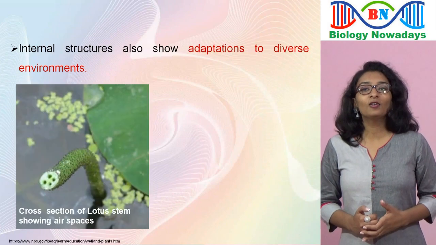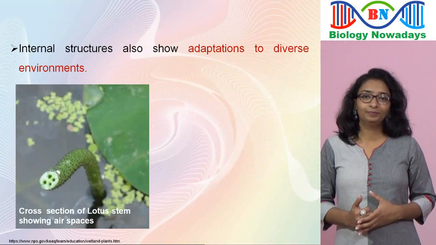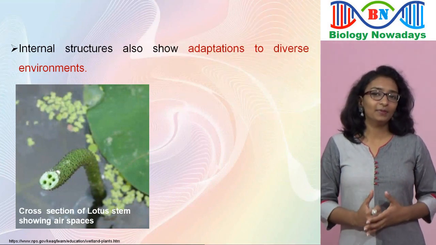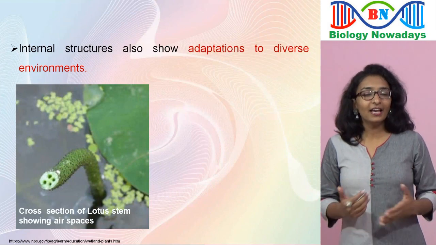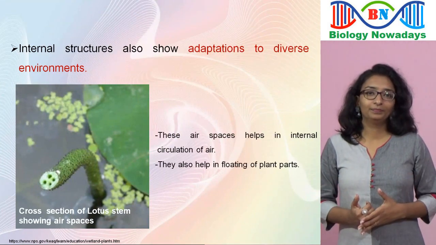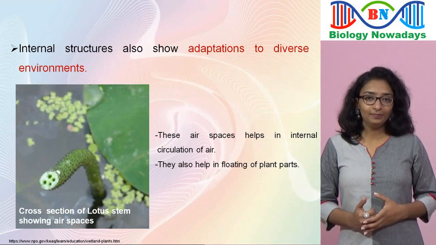For example, in the cross section of this lotus stem, you can see air spaces. This is a structural adaptation seen in aquatic plants. These air spaces help in the internal circulation of air. They also help in floating of the plant parts.